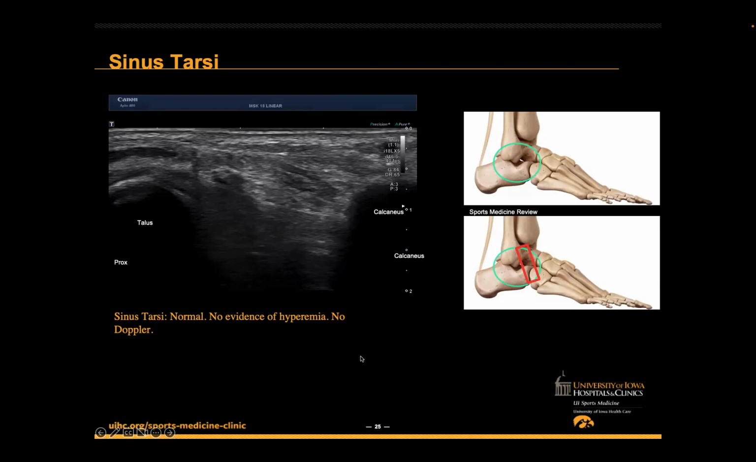So commenting on the appearance here at the sinus tarsi, overall appearance is normal. There's no evidence of hyperemia, no Doppler, and no edema in the adipose structures in that area.